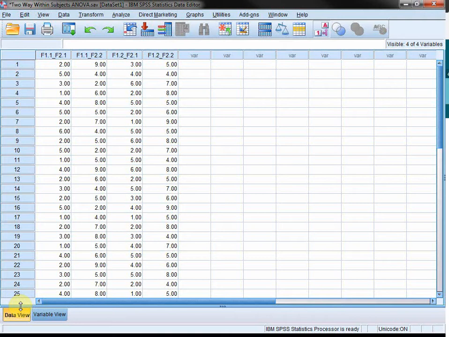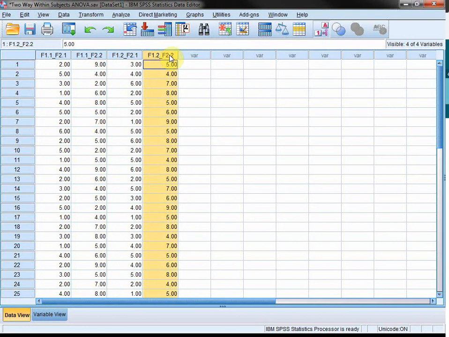What this means is I have two independent variables or two factors. In this case I have factor 1 identified by F1 here and factor 2 identified by F2 here. Now in this case each of my factors has two levels. So factor 1 has level 1 and level 2, and factor 2 has level 1, this one here and this one here, and level 2 here and here.